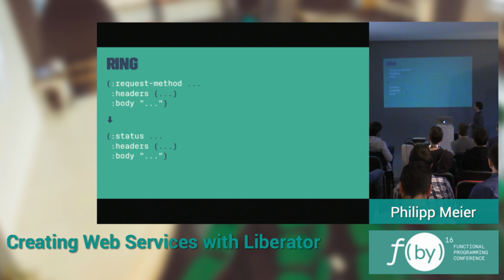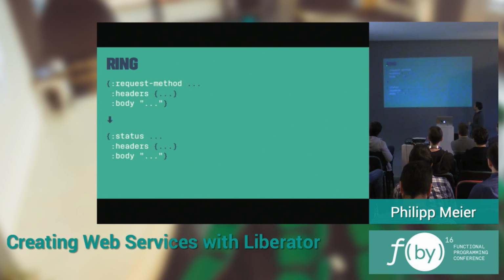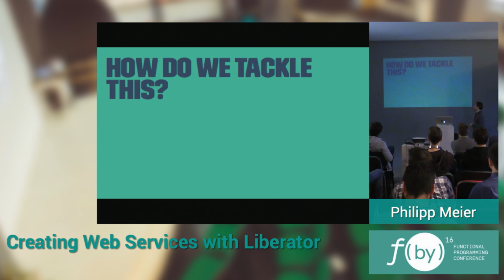Back to Ring. This is how Ring works, basically, or how an HTTP handler based on Ring works. You have a map describing the HTTP request. Typically, you have a request method, so get, put, post, and all that. You have a map of headers, and you have, at least for some of the requests, the body. And in the end, you need to come up with a response. The response in HTTP consists of a status code, some headers, and a body. Well, the body is optional, but most of the responses will have one.